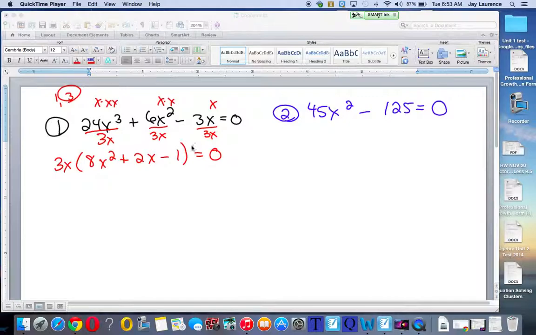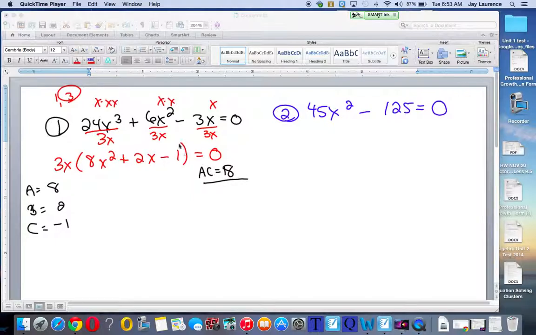Okay, now we're not done. There's 2 more things we have to do. 1, we have to factor inside this quantity, and then 2, because it's equal 0, we have to actually solve it. Okay, now maybe you're not seeing how to factor this right off the bat. That's fine. I'm going to go A, B, C, A, B, C. Easy as 8, 2, negative 1. So 8 times C is 8.